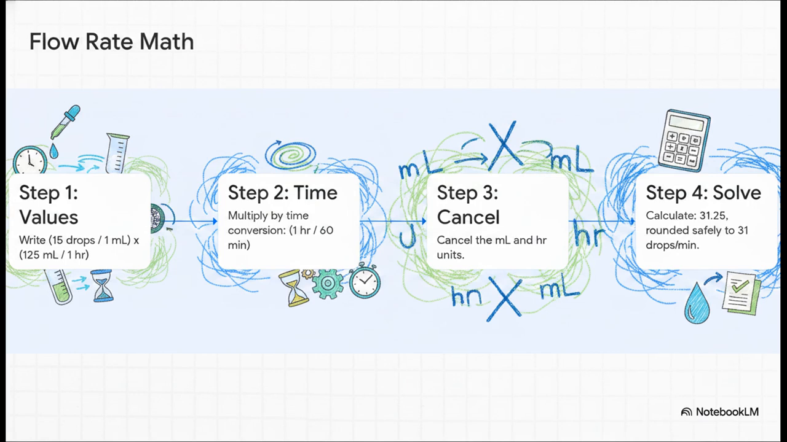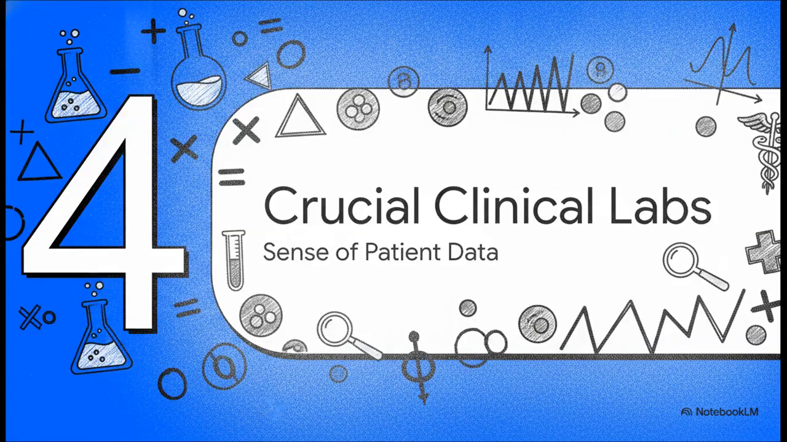Let's look at the breakdown. Step 1. Write out 15 drops over 1 milliliter multiplied by 125 milliliters over 1 hour. Step 2. Add our time conversion, 1 hour over 60 minutes. Step 3. Cancel out the mLs and cancel out the hours. We're left with exactly what we want, drops over minutes. And this brilliantly illustrates how letting the units guide the math prevents you from making formula memorization errors. Just multiply across the top, divide by 60, and you get 31.25, which we would safely round to 31 drops per minute in practice.